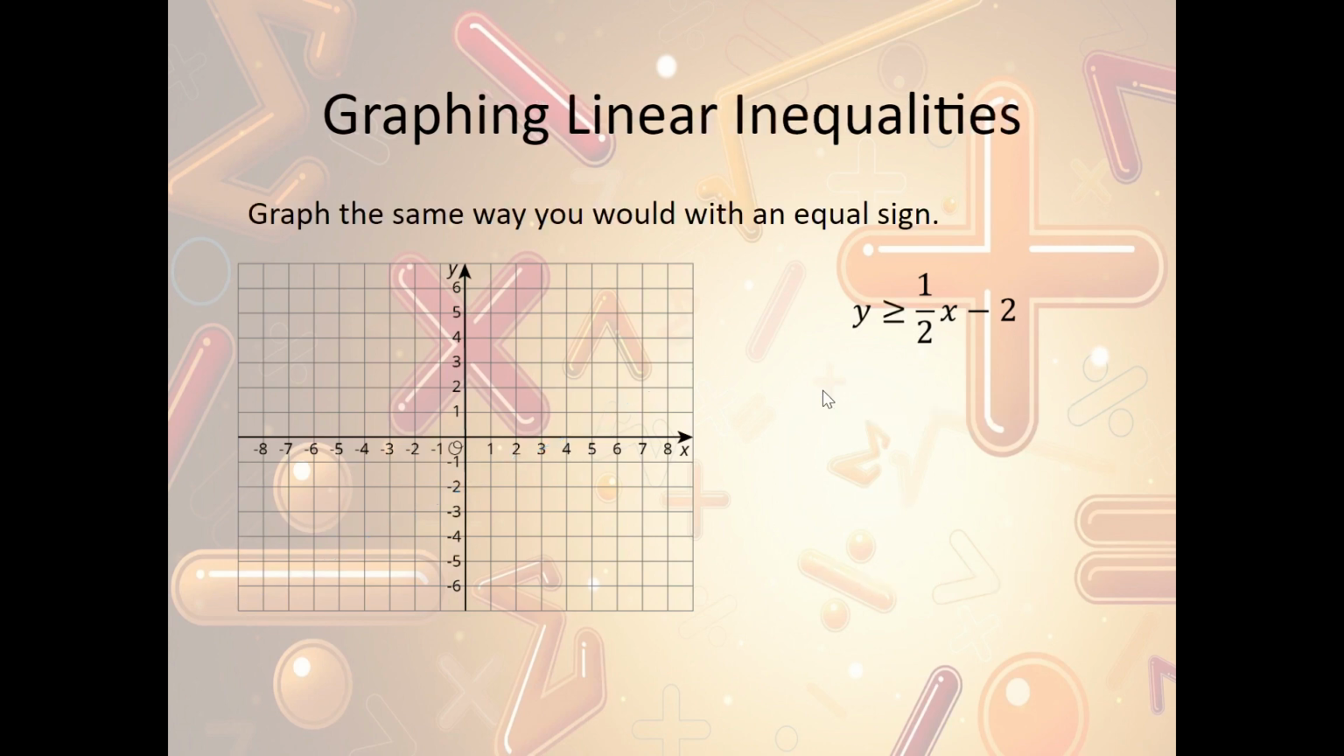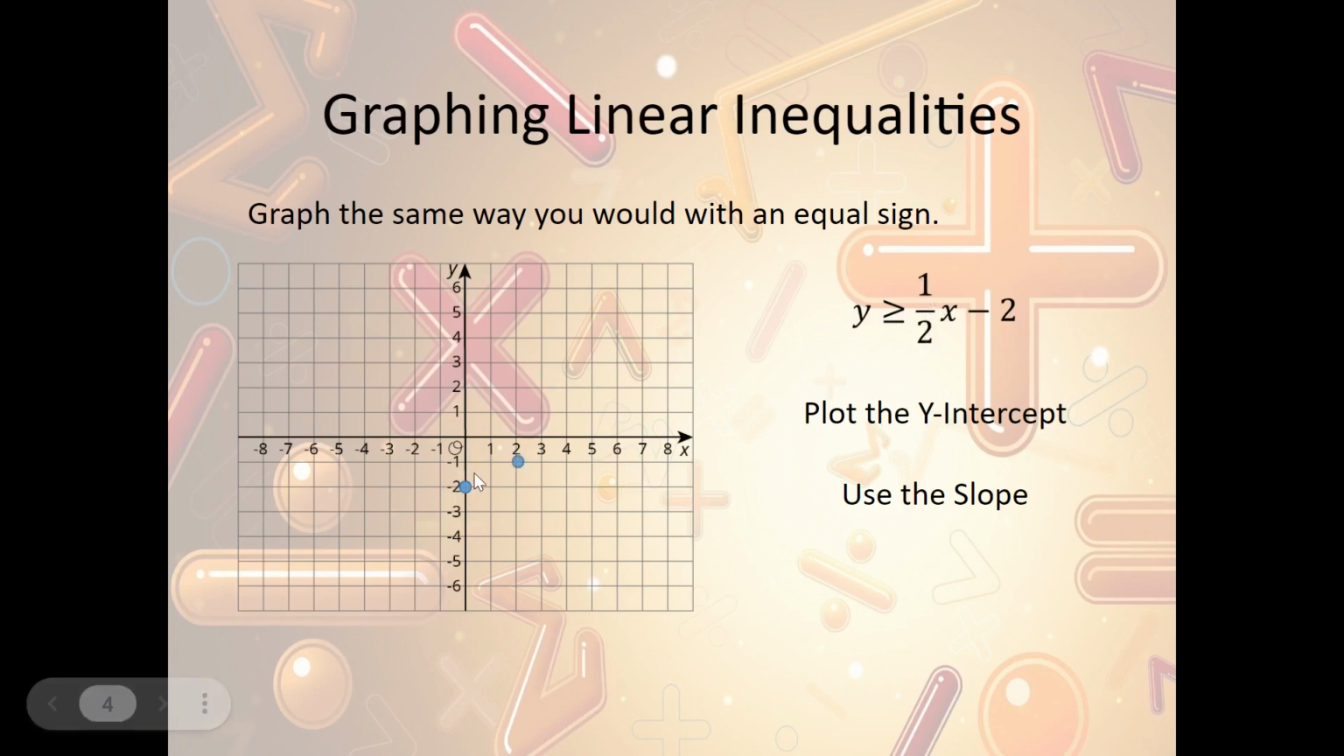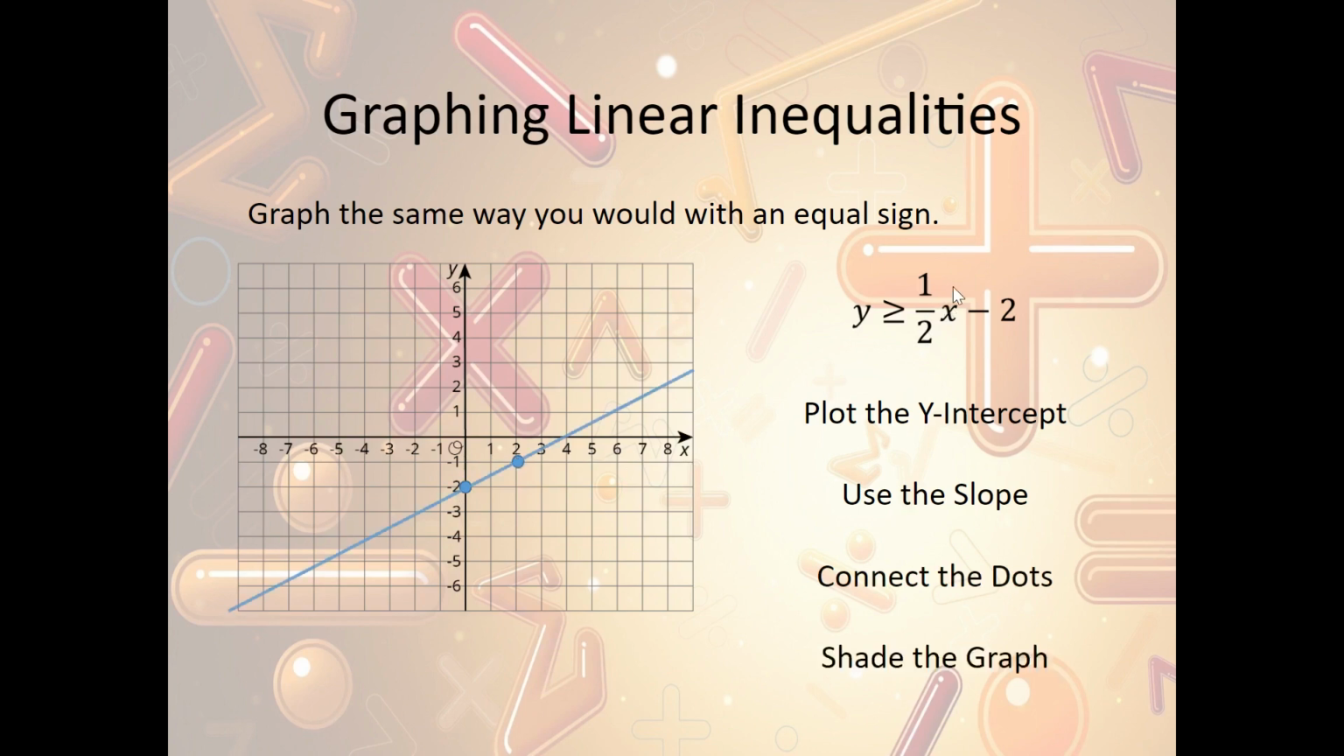Now how does this apply to inequalities? Well, with inequalities, we're going to graph them the same way. So just like we did before, we're going to plot the y-intercept, which in this case is -2, so I go down 2 and plot that point. Then I use the slope to plot the second point. This is change in y, so we're going up 1, to the right 2. Plot my point, connect the dots, and now I have my line.